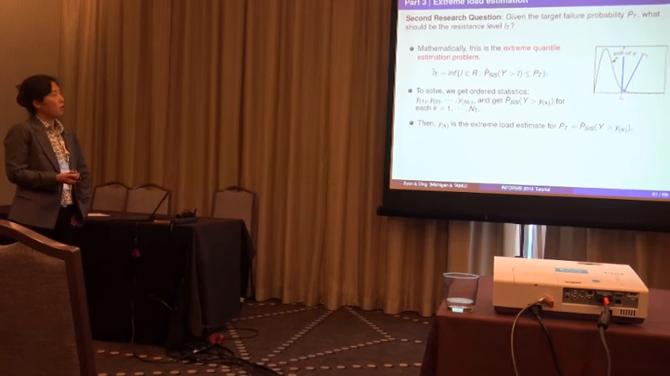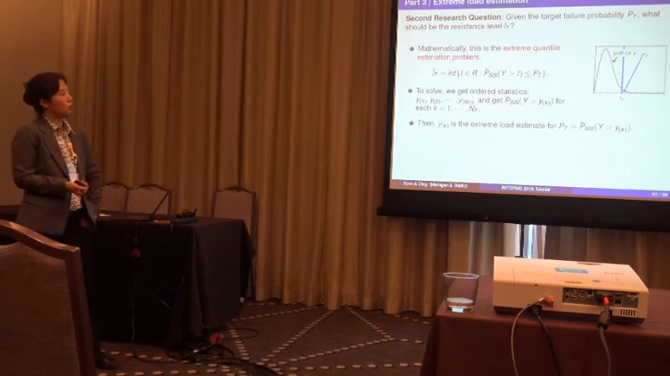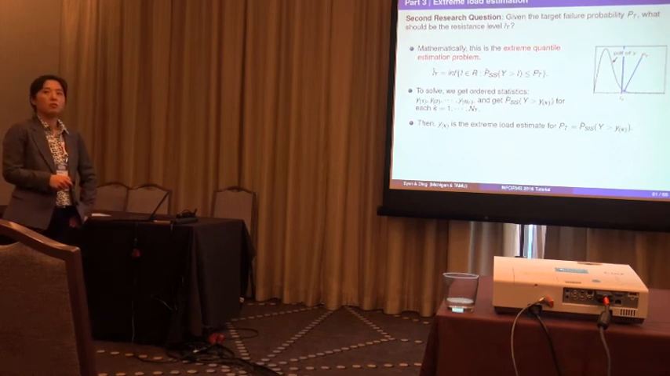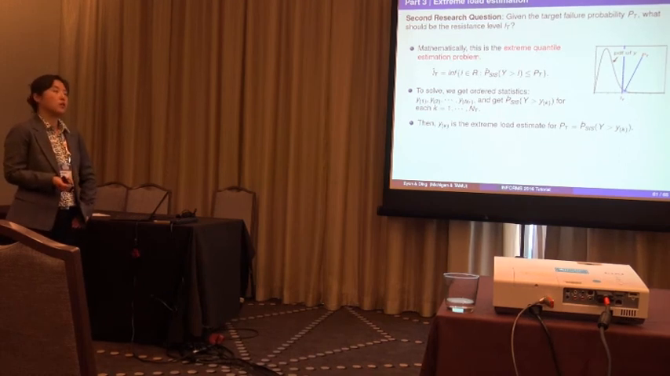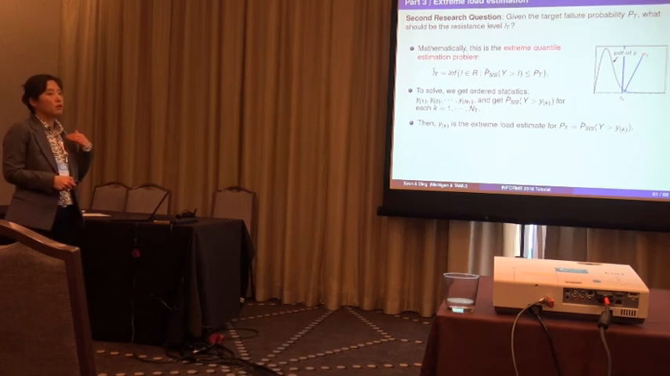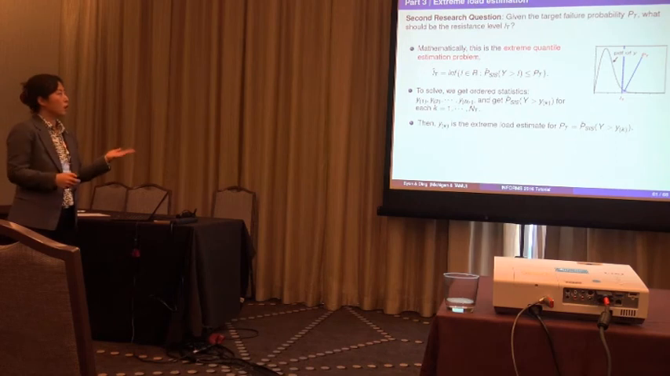This is the second question. Another question we need to address is what is the extreme load to satisfy this failure probability. And we use this importance sampling idea. And to solve it, we use order statistics. So again, from the importance sampling density, we get outputs. And we use these outputs to estimate this resistance level.